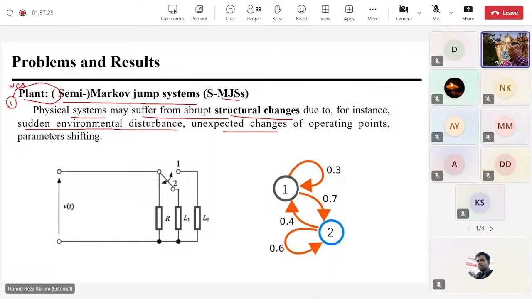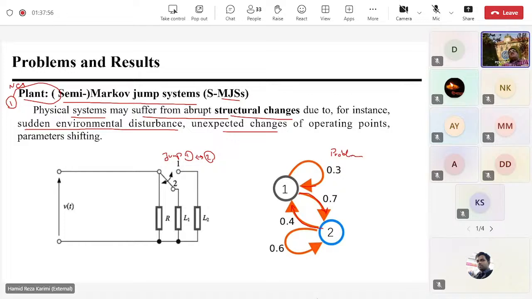For example, in a circuit, if there is such a switching between 1 and 2, this switching means that you are jumping. So there is a jump from 1 to 2, or vice versa. This kind of jumping from 1 to 2, and also from 2 to 1, or maybe the system remains at the same status. But this is a probability, you see, this is a probability.